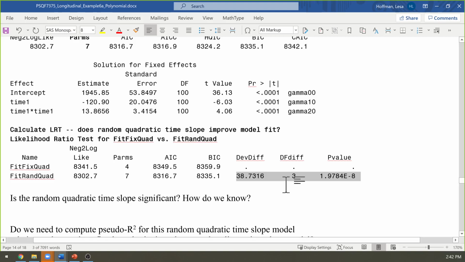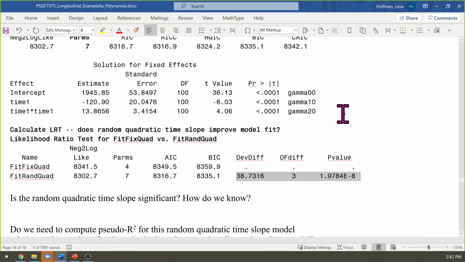So this test says yes, let's keep it. The -2 log likelihood went down, smaller is better, by 38. So div, that's my test statistic for the change in -2 log likelihood. On 3 degrees of freedom, it gives me a p-value that is 0 to 8 decimal places. So yeah, we keep it. So conceptually, it looks like people need their own random time slopes.